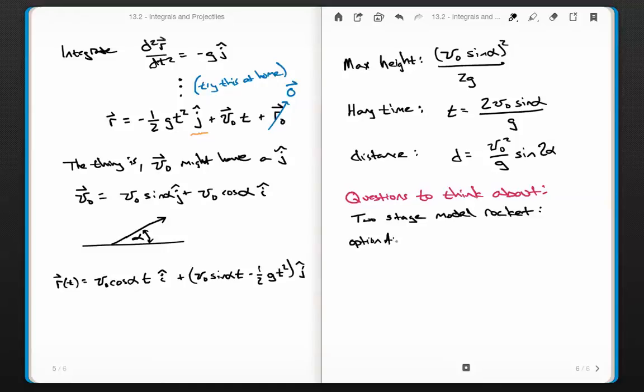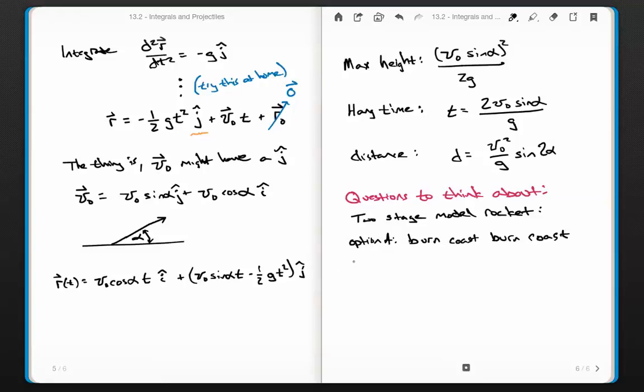option A is to burn, coast, burn, coast, right? So we burn the first stage, coast until we're at the very top, as high as we can coast with the first stage momentum. And then just before the rocket starts to fall, we light the second stage, burn that, and then coast as high as that one goes. So basically we're going twice as high as a single stage rocket would go, right?